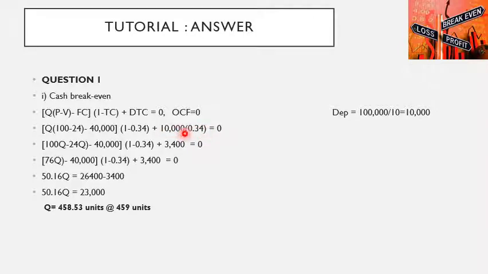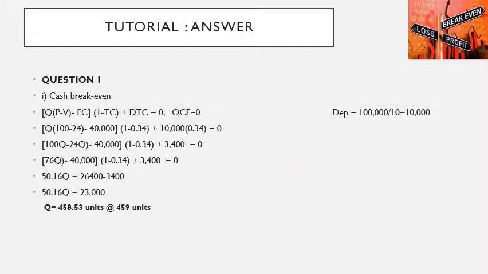So how do we calculate depreciation? You put the initial outlay for the project, 100,000, and divide it by the 10-year project life, and you get 10,000. Then we settle the bracket, plus 3,400, and you get 50.16Q equals 23,000. The last answer is Q equals 458.53 units. We round up the figure to 459 units. This is the Q for cash break-even.